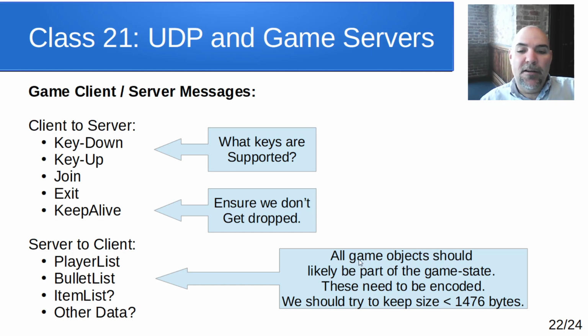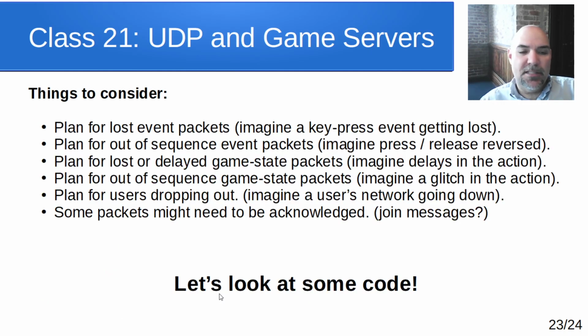Now, again, all the game objects should likely be part of the same game state, and they need to be encoded in some way to be sent, and we should try to keep that to that 1476 boundary. If we can't, then maybe we send these as separate datagrams. Here's the player list datagram. Here's the bullet list datagram. But if possible, it's best to stick all this together and keep that below that size, or equal to that size.